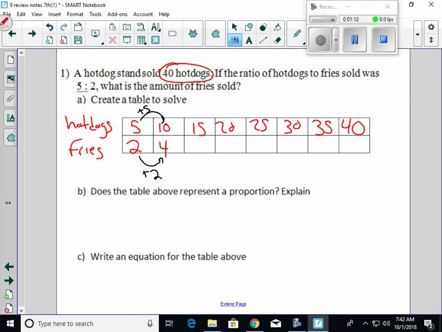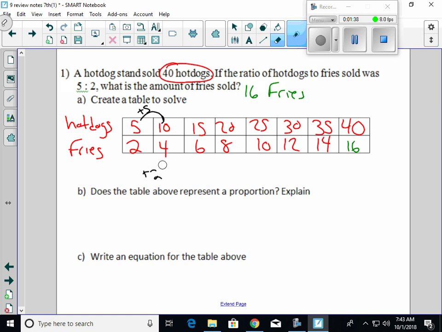Okay, so I'm going to continue to the bottom of the table to see how many fries. 2, 4, 6, 8, 10, 12, 14, 16. Okay, so how many fries were sold? 16 fries. All right, moving on to part B.